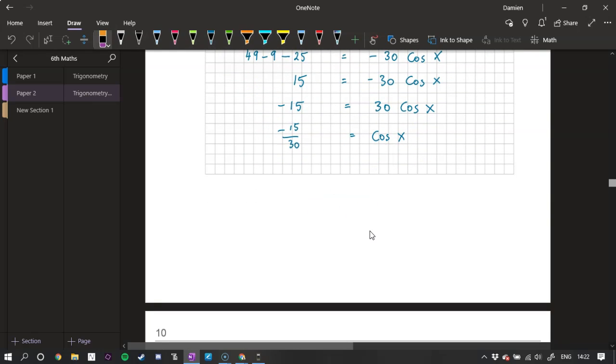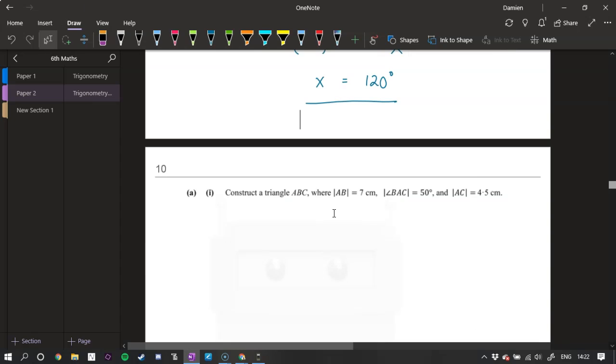So we've got minus 1/2 is equal to the cosine of x. So how do we get x on its own? Bring the cosine over, and it becomes inverse cosine of minus 1/2, or minus 0.5, equals x. You end up with x then is equal to 120 degrees. So that finishes that one.